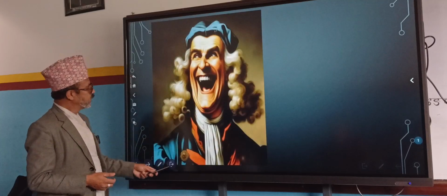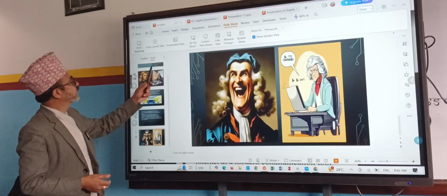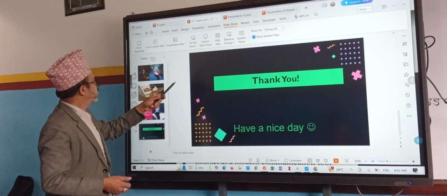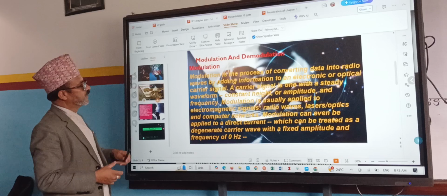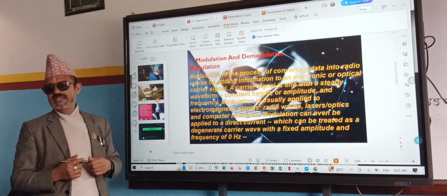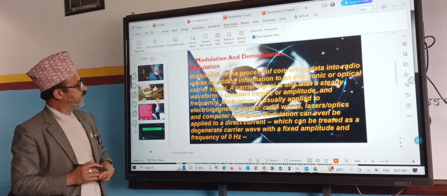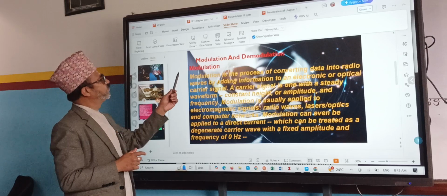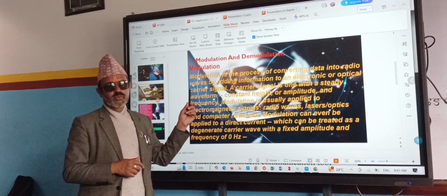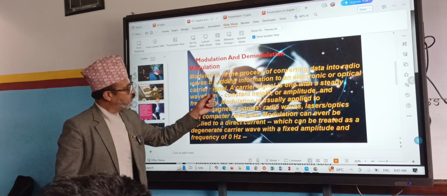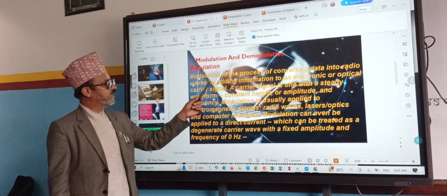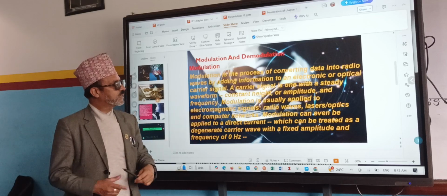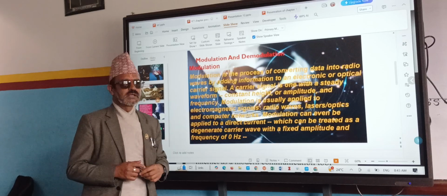And Newton's presentation was a very good one. Now the next presentation was from Deepak. Deepak said mainly two things. What are they? Modulation and demodulation. So what is modulation first? What is the definition of modulation? The process of converting data into radio waves by adding information to an electronic or optical carrier signal.